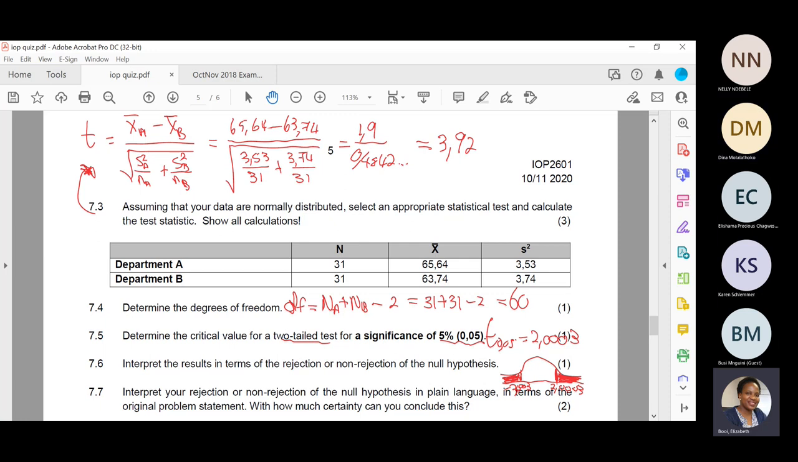Wherever the t-test statistic that we calculated falls, if it falls in the shaded area, remember, I like to also mention that this is the decision rule. It's just a diagram to help us make the decision for a two-tailed test. So we're going to say, where does this value fall? If it falls in the shaded area, we reject the null hypothesis. So where does it fall? 3.92 falls in the rejection area.